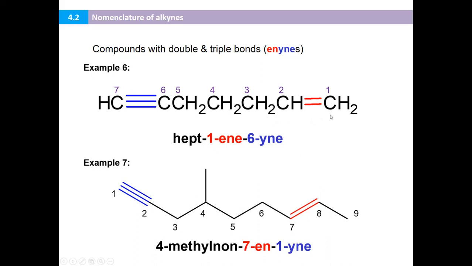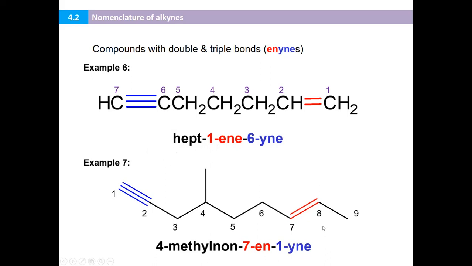location. Number 1, 2, 3, 4, 5, 6. 6 is the location of the triple bond. And how many carbon in this structure? Seven. So you will put hept.